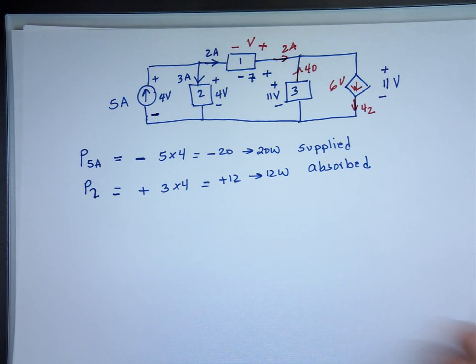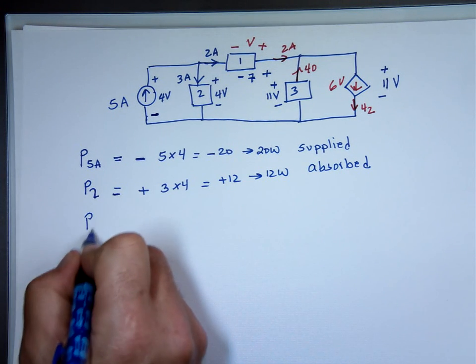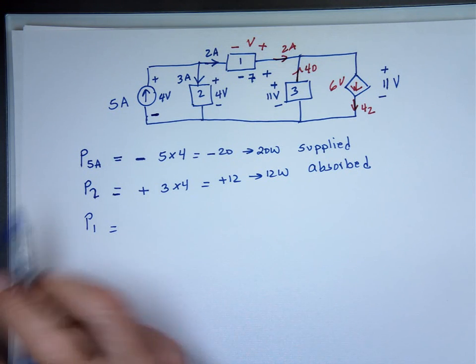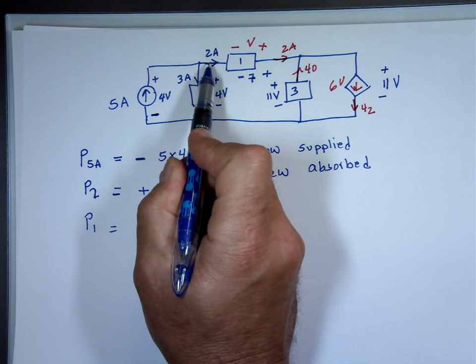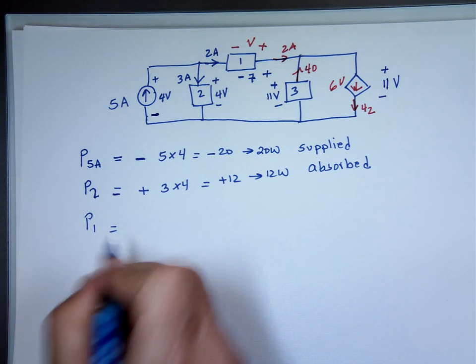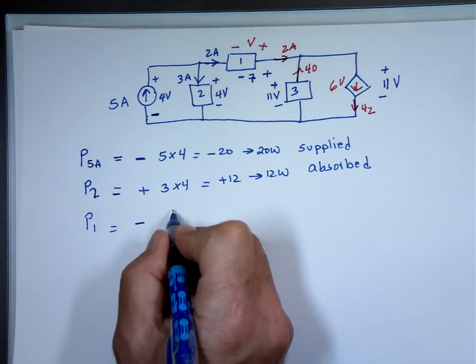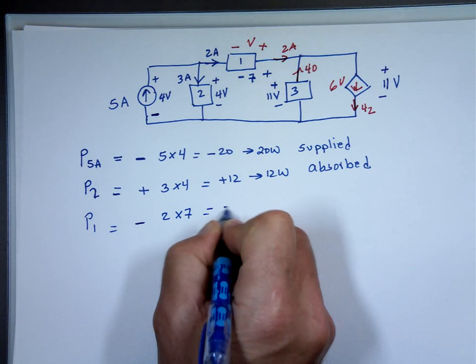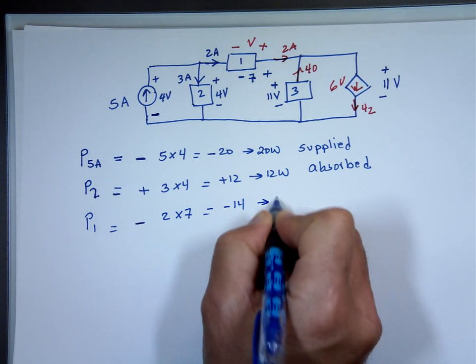Let's look at element 1, right here. We get positive current entering the negative, so that's supplied. Negative 2 times 7 is negative 14, that's 14 watts supplied.